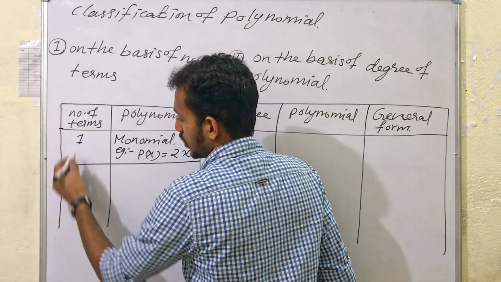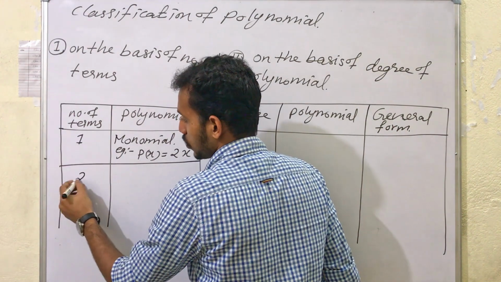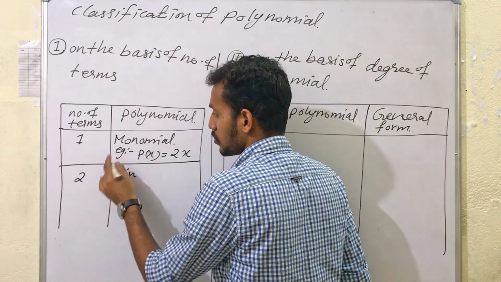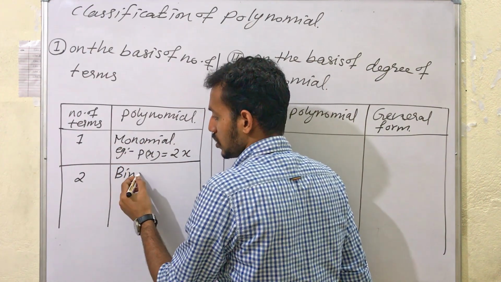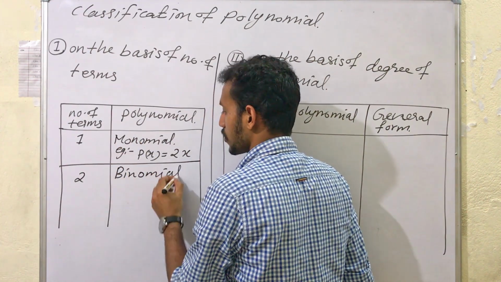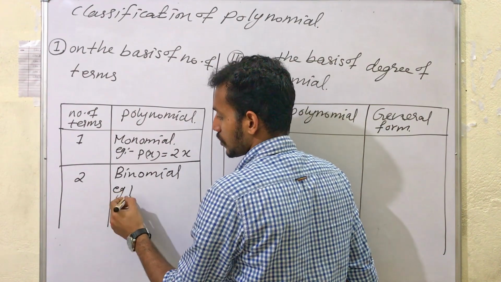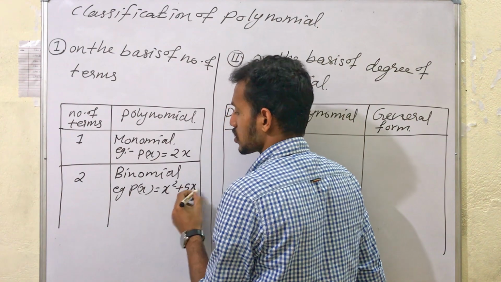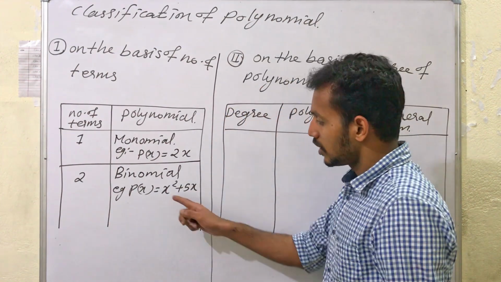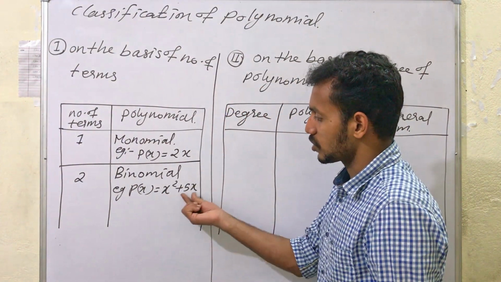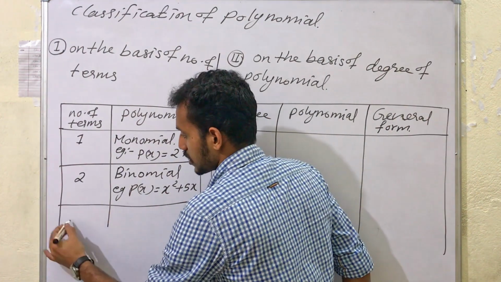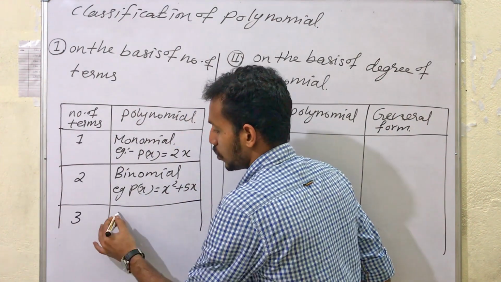The second one, if the number of terms is 2, then we will call that a binomial. Mono means 1, bi means 2. So binomial. For example, p of x is equal to x square plus 5x. That is a binomial because it consists of two terms. Then the third category, that is trinomial.